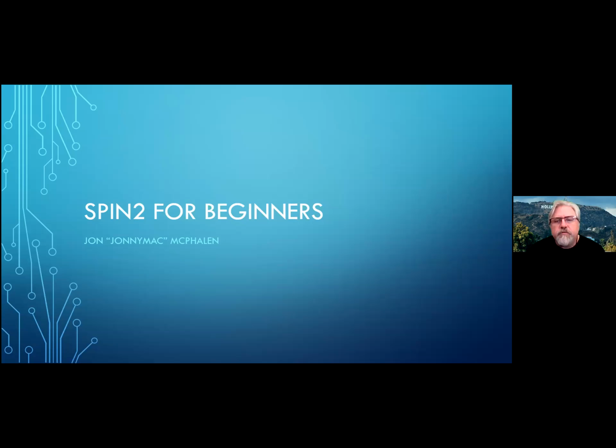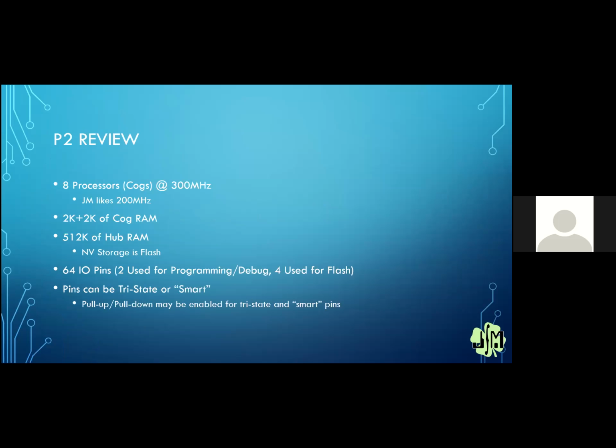Now, just because we covered so much last week, we'll do a little bit of a review. Just to review the P2 processor, it is a multi-core processor. It has 8 individual 32-bit processors. We call them cogs. And the P2 can run comfortably up to 300 megahertz. Yes, it can go faster, and people do, but 300 is a nice comfortable top end for it. I tend to run my programs at 200 megahertz, but you can do what you need to do.